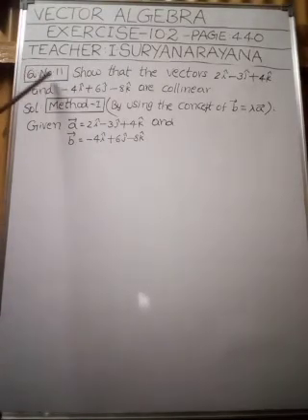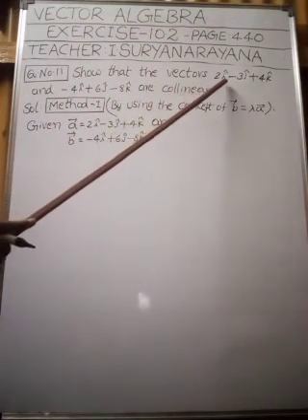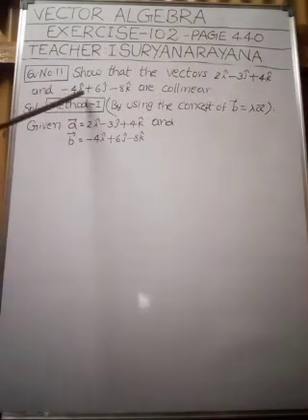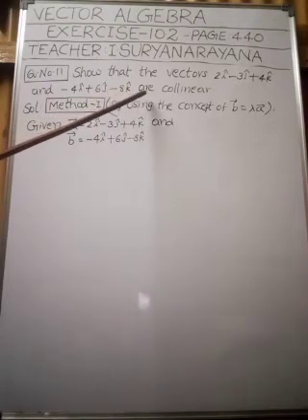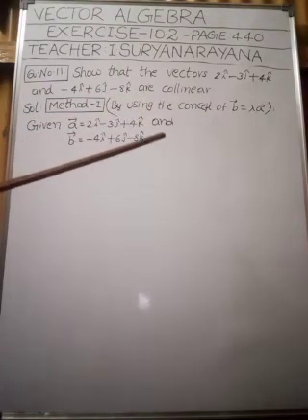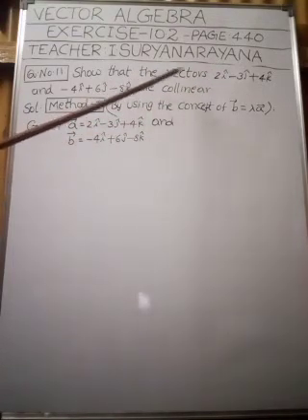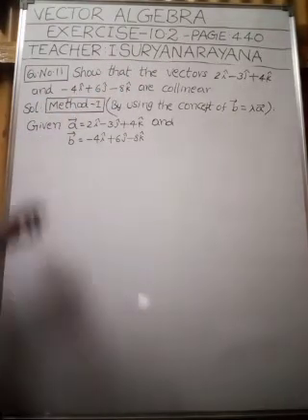Now come to the question number 11. 11th question in the exercise. Show that the vectors 2i cap minus 3j cap plus 4k cap and minus 4i cap plus 6j cap minus 8k cap are collinear. Understood this question, my children? Here two vectors are given. We have to show that these two vectors are collinear. Okay, my children? Right. Come to the solution part.